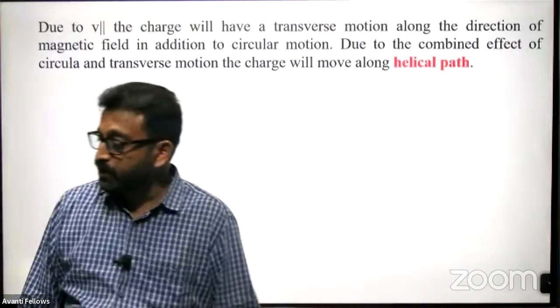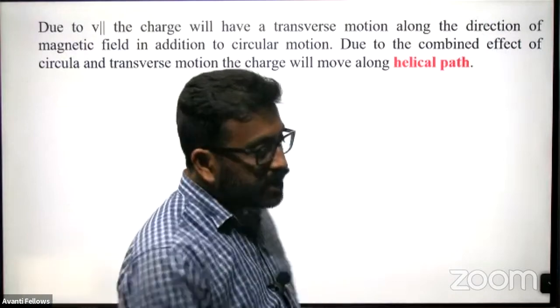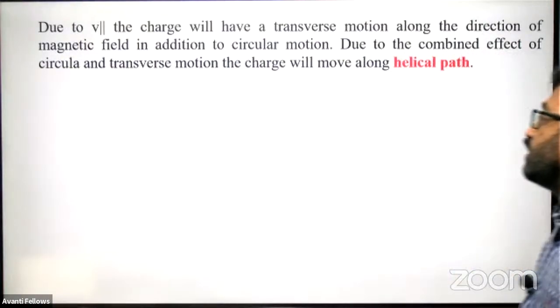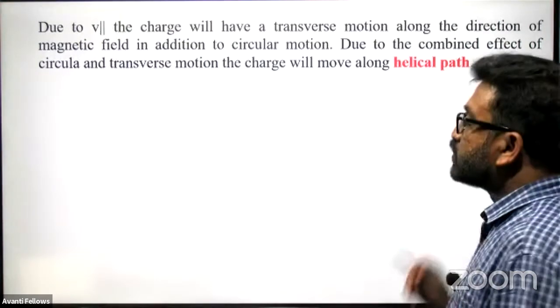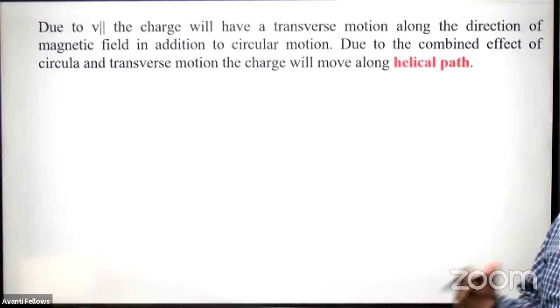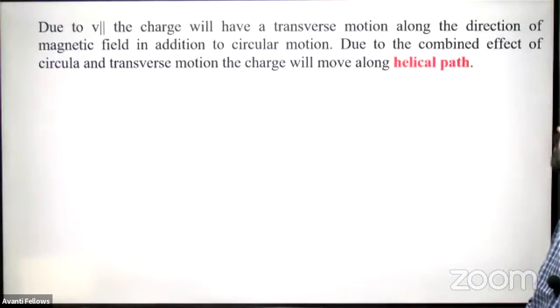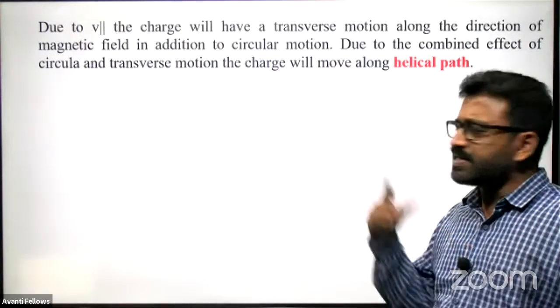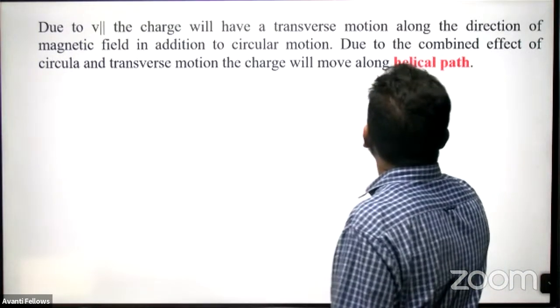Because of the parallel component of velocity, this particle will have a transverse motion along the direction of magnetic field. It will undergo a circular path, but since it is having a horizontal or parallel velocity, the charge will have a transverse motion along the direction of magnetic field in addition to the circular motion. The circular motion is due to the perpendicular component. So due to the combined effect of circular and transverse motion, charge will move along a helical path.